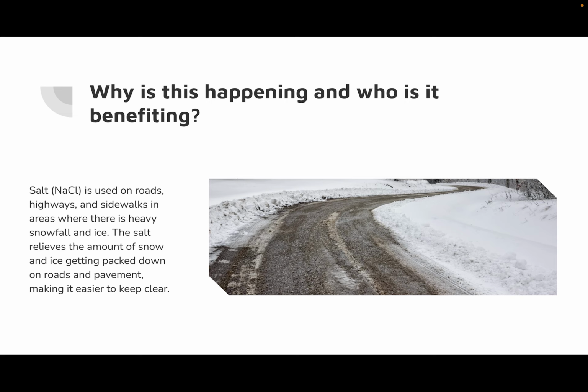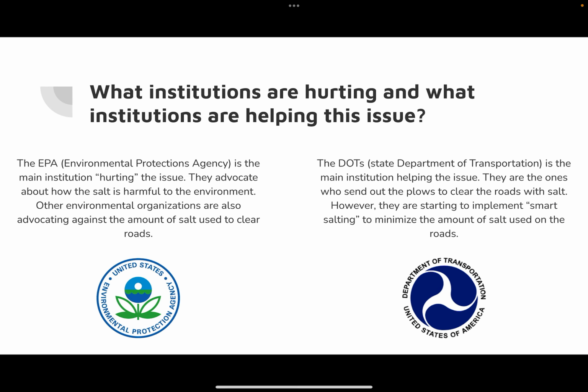Using salt to melt the ice on the roads benefits people who live in areas with heavy snow. It makes the road conditions safer and more manageable, and it also makes it easier to shovel heavy snow on sidewalks and driveways. What institutions are hurting and what institutions are helping this issue?